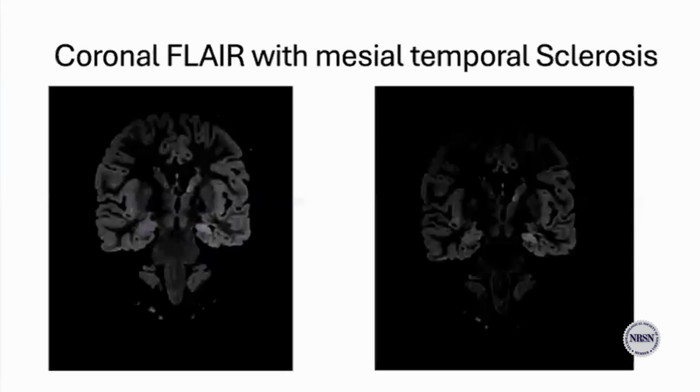So here we have a coronal FLAIR image showing mesiotemporal sclerosis. You can see significant hyperintensities in the left hippocampus, and that is what we call mesiotemporal sclerosis.